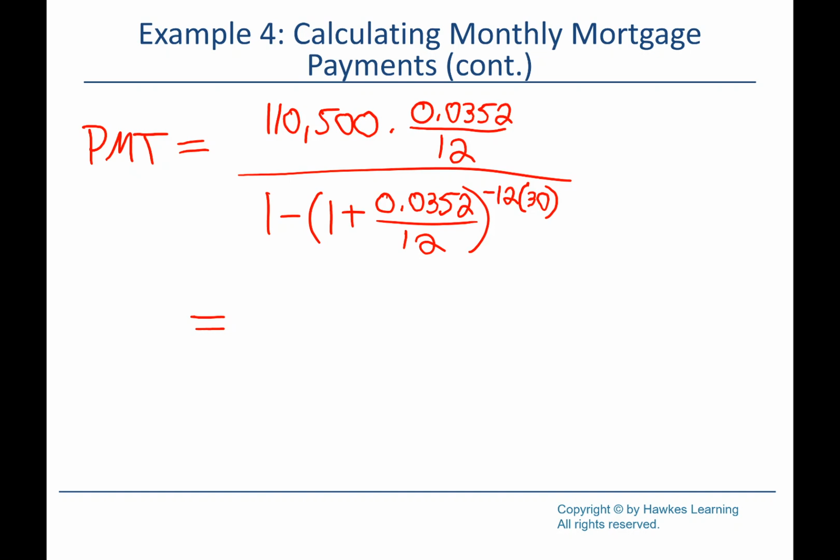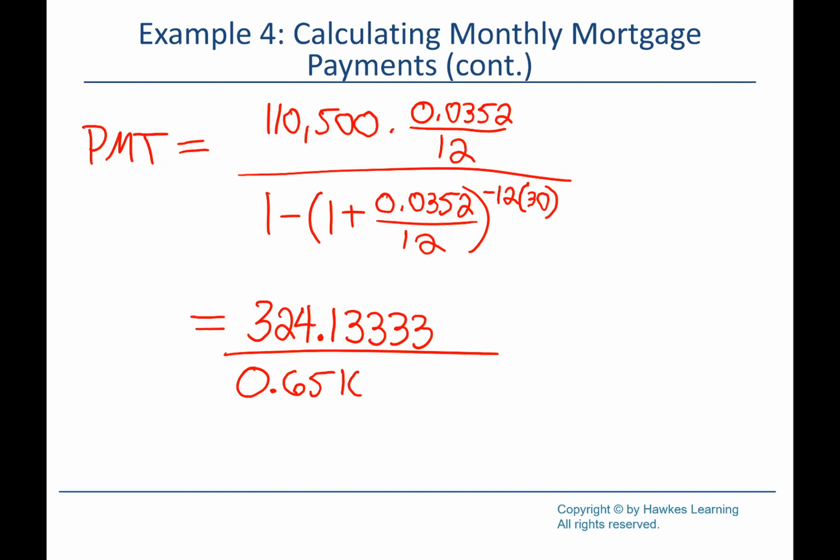Let's see, on the top, this time it doesn't come out quite as nice and neat. We get 324.1333333, so I'm going to leave several of these 3's that are repeating there. And on the bottom, let's see, 1 minus (1 plus 0.92), gotta raise it to the negative 12 times 30 power. On the bottom, I'm going to leave 6 decimal places again.